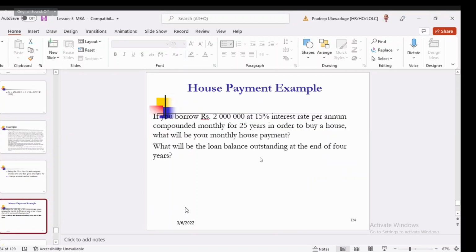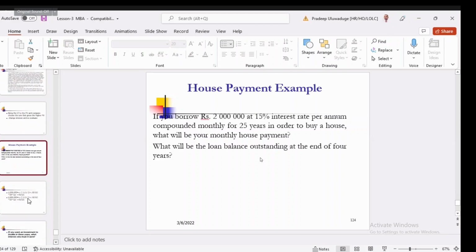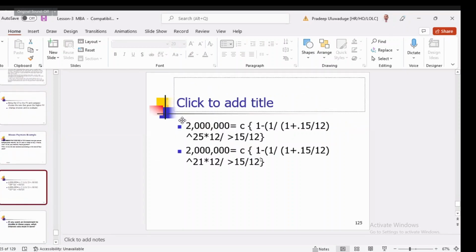Yes, if you borrow at 20% per annum, what will be your payment? 2 million is your present value.